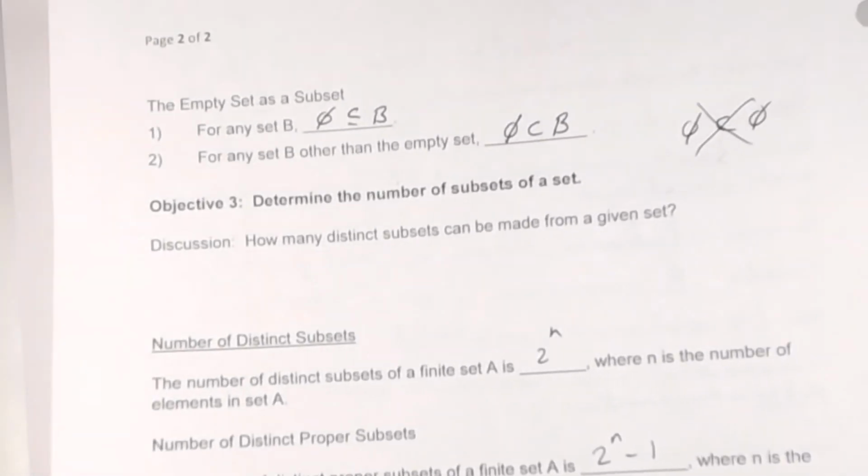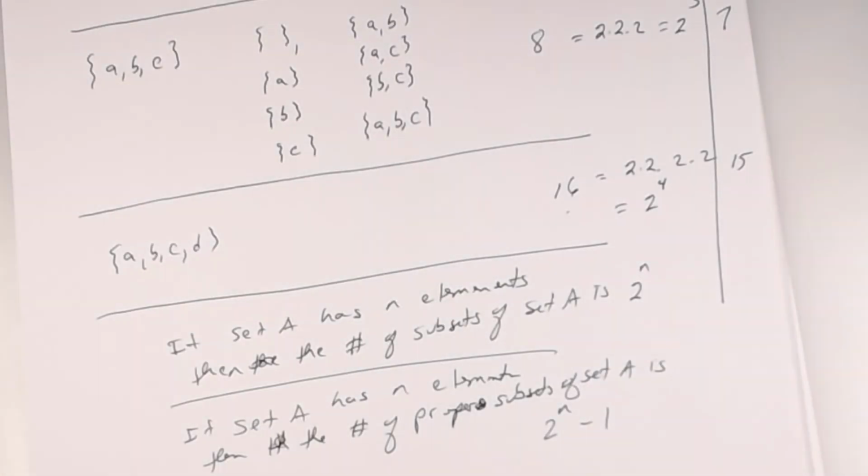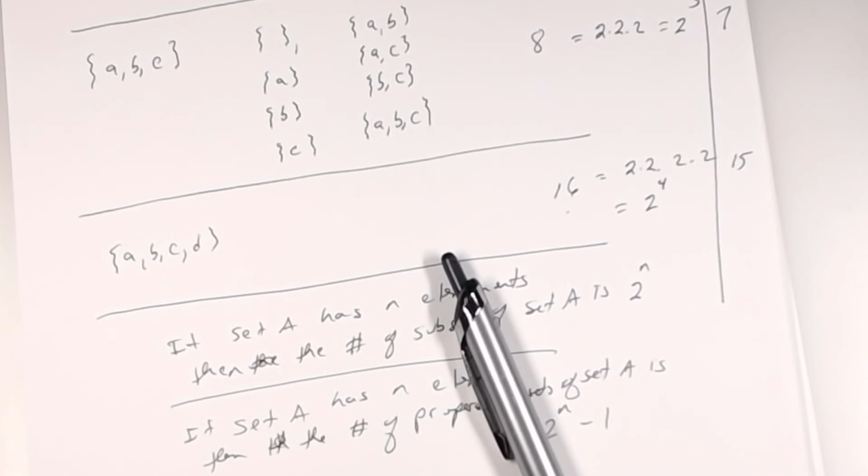Okay? All right. Now, here's what I want you to work on. I'll give you about 10 minutes to get started on this, and then we're going to start looking at Venn diagrams. All right. So listen carefully.